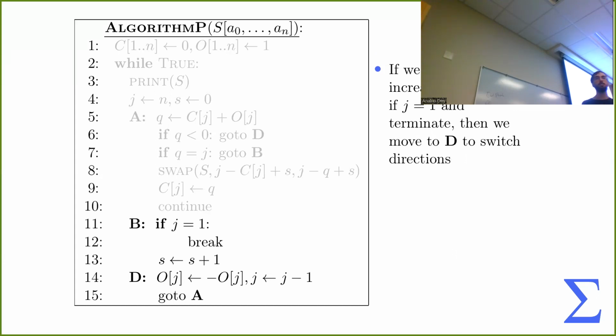If we need to increase S, we check whether or not J is equal to 1. In this case, that's, hey, we've kind of run out of indices to go to. And if so, we break, otherwise we increase S to increase our range. Then we move on to D, which just switches directions. So we set O of J to be negative itself, which flips the direction, and we step back J a bit to try again. And we go back to A to repeat this loop over and over again.